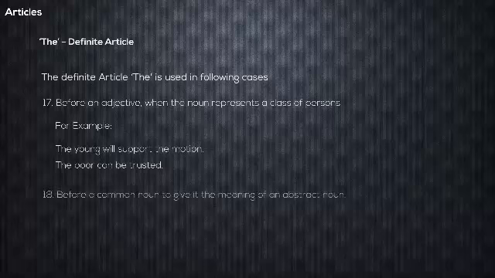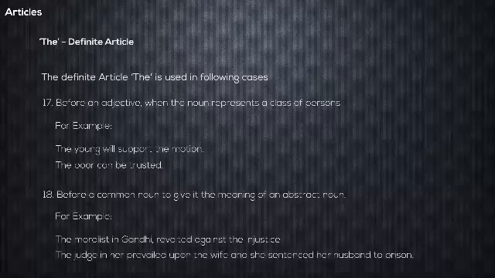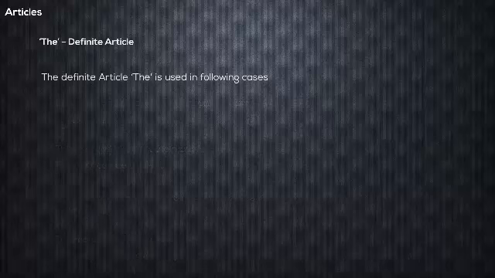Eighteenth, before a common noun to give it the meaning of an abstract noun. For example, the moralist in Gandhi revolted against the injustice. The judge in her prevailed upon the wife and she sentenced her husband to prison. Nineteenth, the is used before names of newspapers, communities, political parties, historical events, ships, trains, etc.